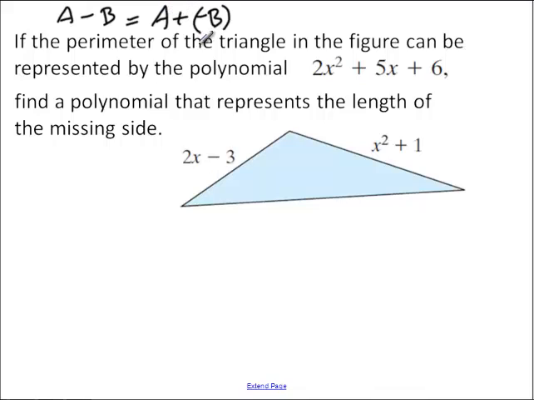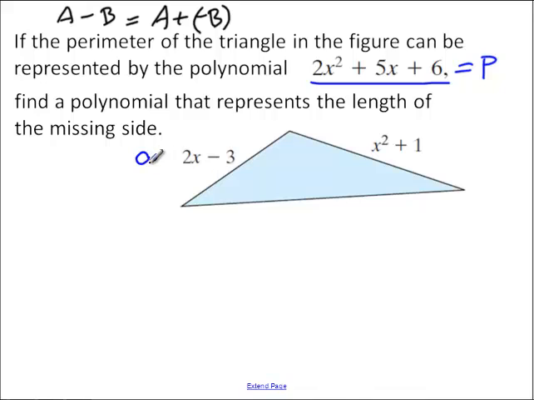All right, so with that in mind, let's take a look. Hopefully this will work for us. Let's change to blue. All right, it does. Let's take a look at this example. If the perimeter of a triangle in the figure can be represented by the polynomial 2x squared plus 5x plus 6, that's our perimeter. Find a polynomial that represents the length of the missing side.